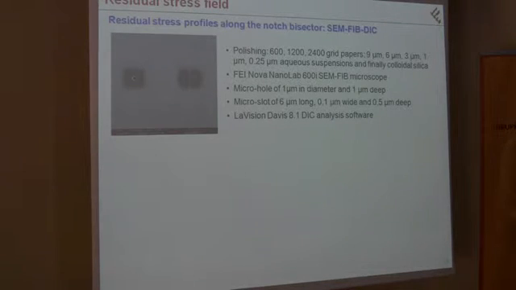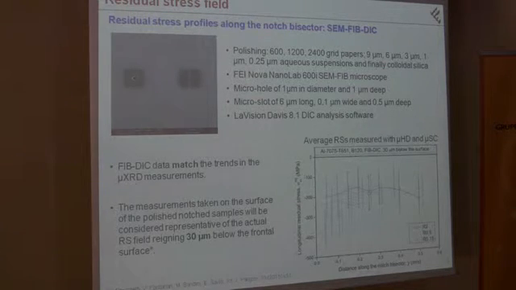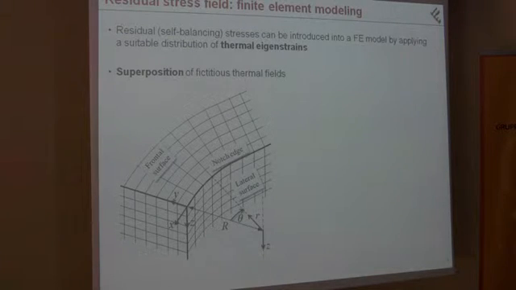Similar results can be obtained also with another technique, the SEM FIB-DIC technique. In this case, we analyze with digital image correlation the effect of micro holes or micro slots that are made in the region of the notch. Also in this case, we find a similar trend in terms of notch severity and stress concentration factor. So we now have information about the residual stress field, and we try to reconstruct this residual stress field in the whole specimen by using a finite element analysis.